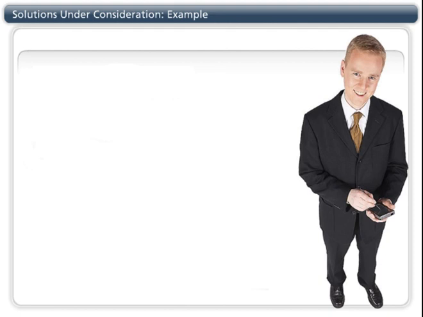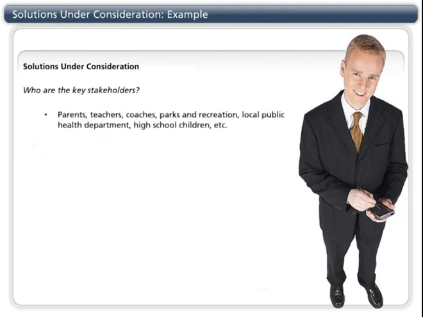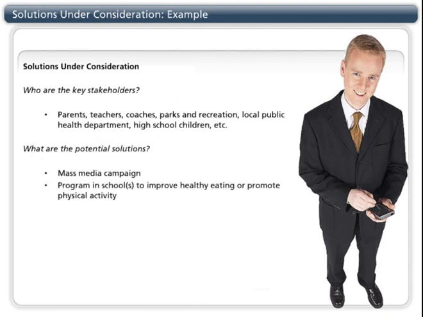With the programmatic questions answered, now we can consider solutions to the problem of youth obesity in Michigan. First, describe the key stakeholders and how to engage them in your activities. In this case, the key stakeholders might include parents, teachers, coaches, Parks and Recreation, the local public health department, high school children, etc. Now, what solutions will you pursue? Perhaps a mass media campaign or an in-school physical activity program. The basic elements of the activity should be included in your description.